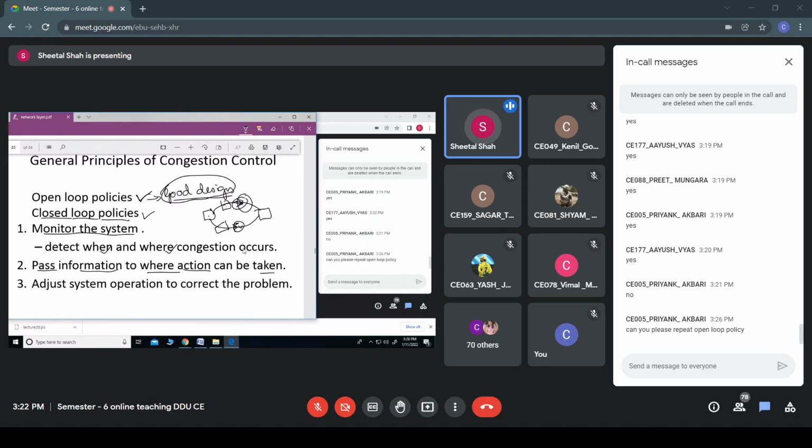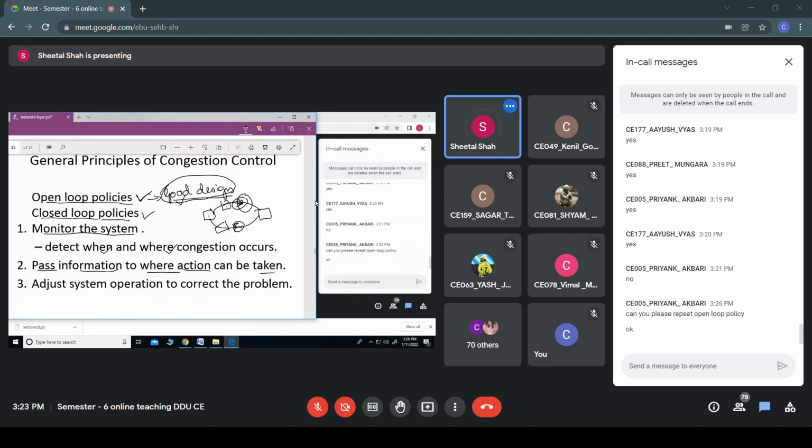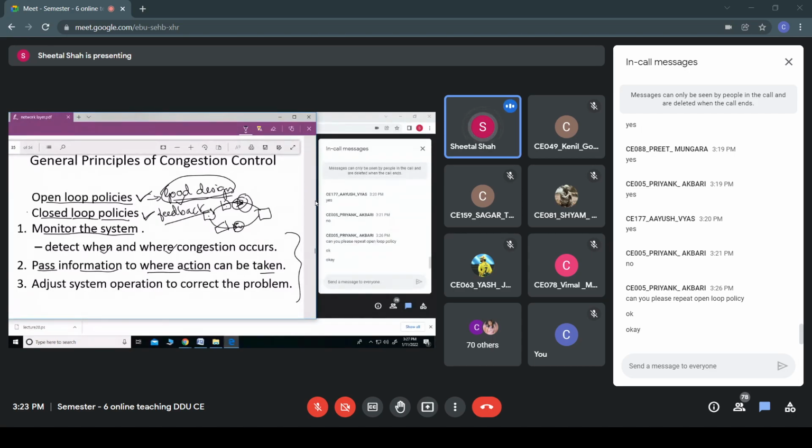Open loop policy means what? It is something like prevention. Prevention means what? It will use some good design so that the congestion would not occur at all. Are you getting me? Whereas closed loop policy means what? There are certain policies in which when a congestion occurs, by looking at this feedback, it would come to know that a congestion has occurred, and it will take some measures to overcome this congestion. Hope this is clear, Priya.